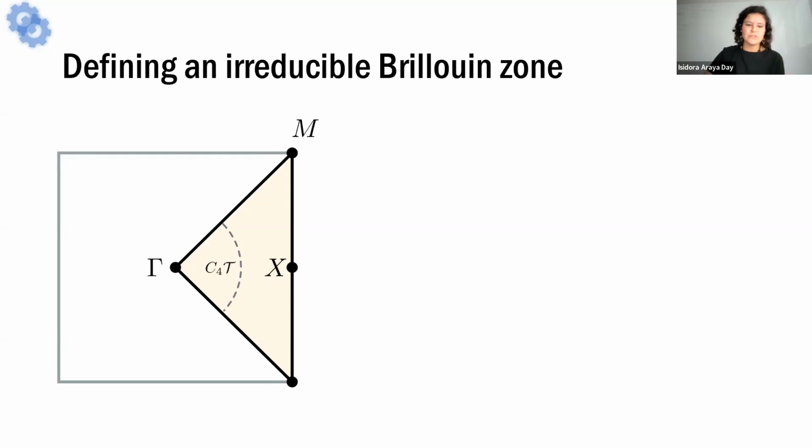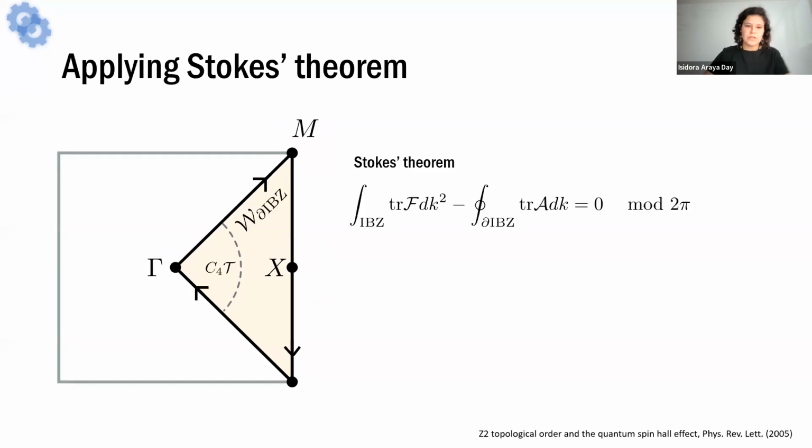And now to construct the invariant, we use Stokes' theorem. So this is a common practice. If you haven't seen it before, one can use it to prove that the Chern number is a quantized number. And it comes from the Kane-Mele invariant. And we apply it here to a portion of the Brillouin zone. So we apply it considering this path from gamma to M, M to X, X to M, and then back to gamma. So Stokes' theorem says that the contribution of the boundary has to be equal to the contribution of the area.